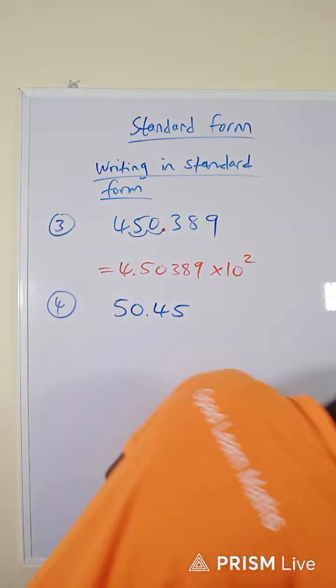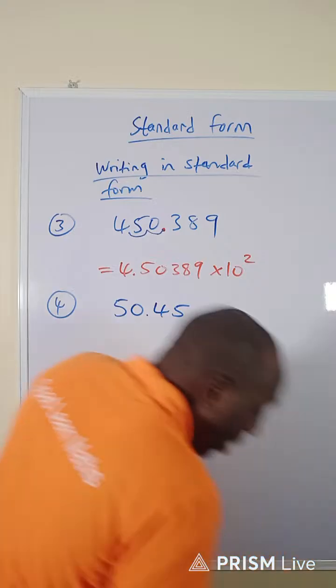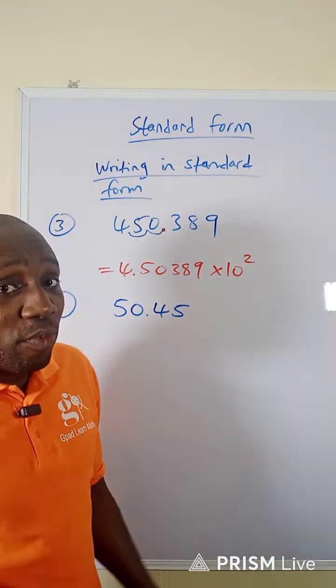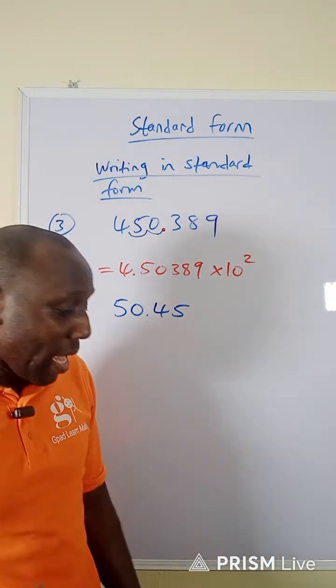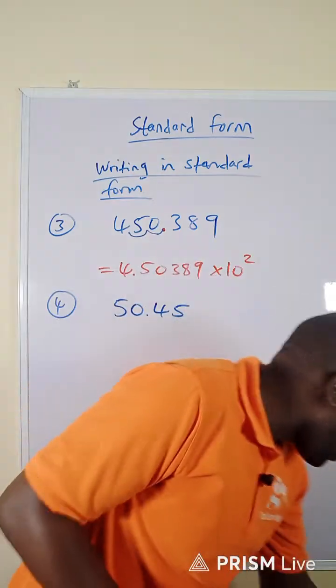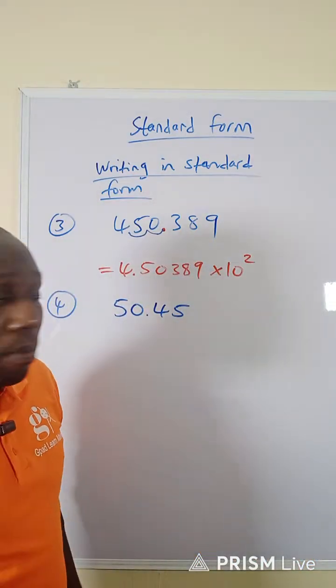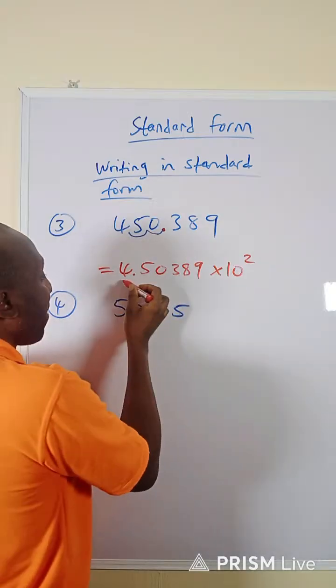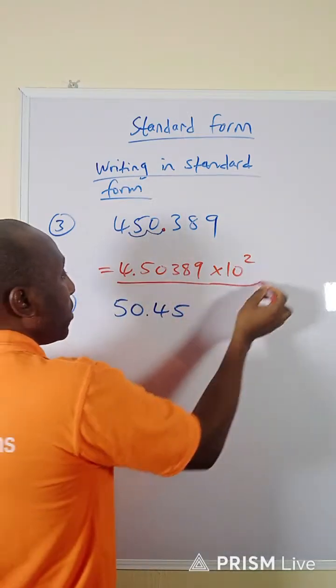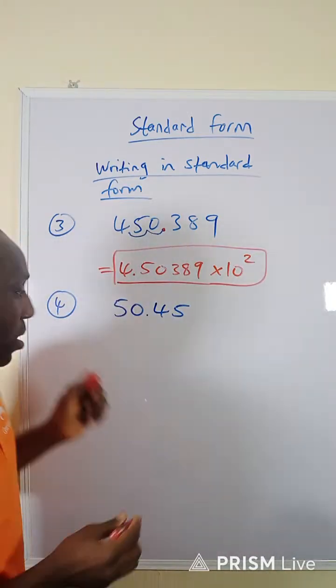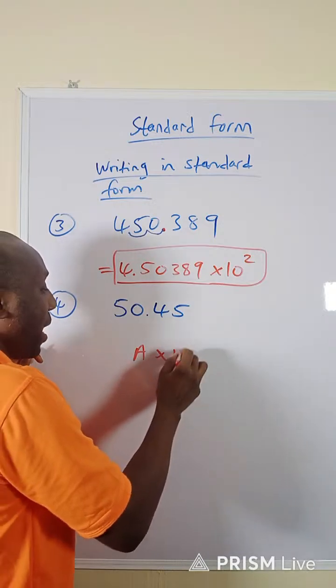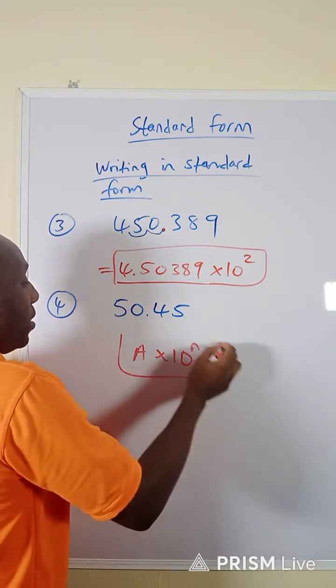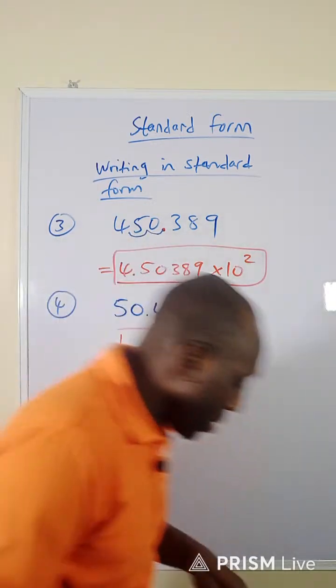50.45. Somebody said 0.50. We are writing it in standard form. I hope you have been with us when we started. This number is going to be of this form: A times 10 raised to the power n. It has to be in this form, guys.